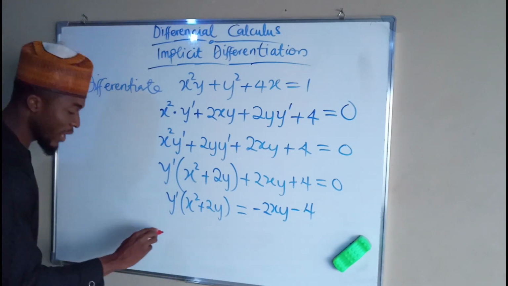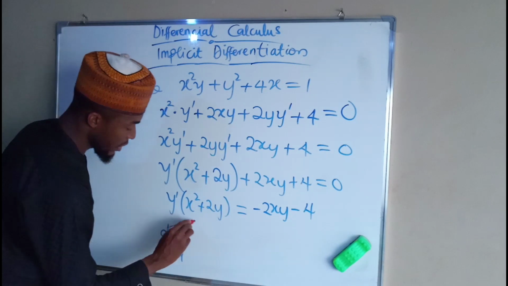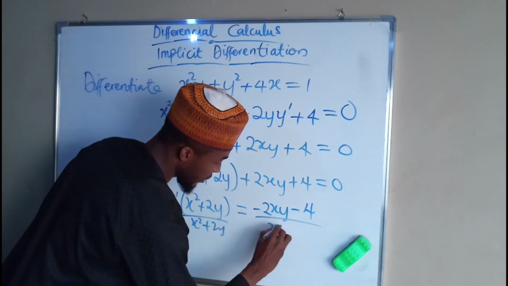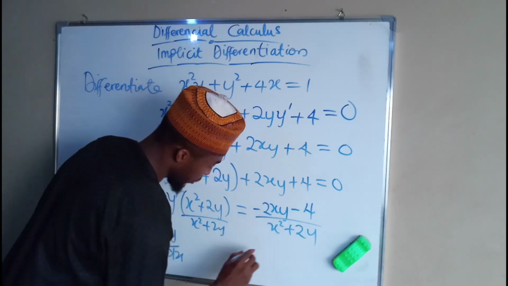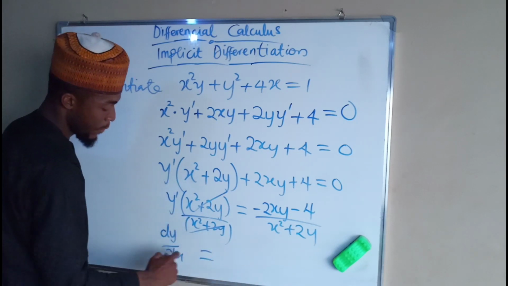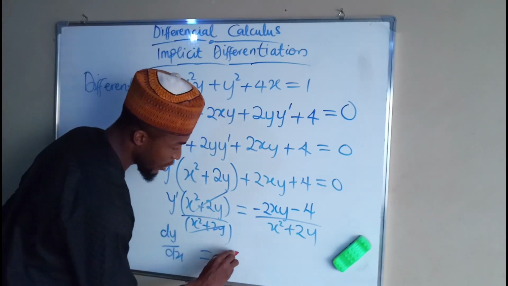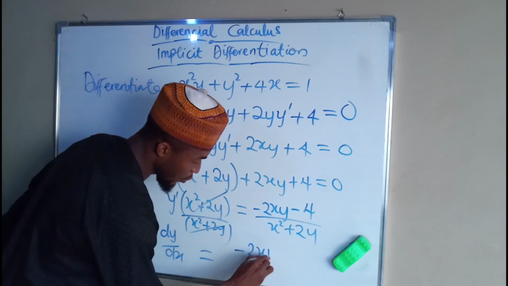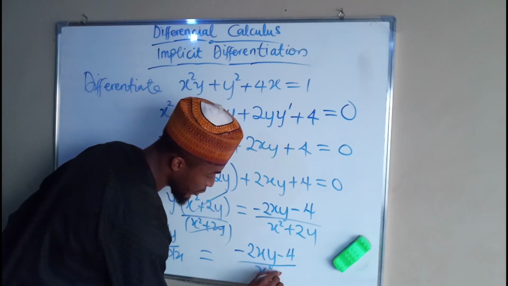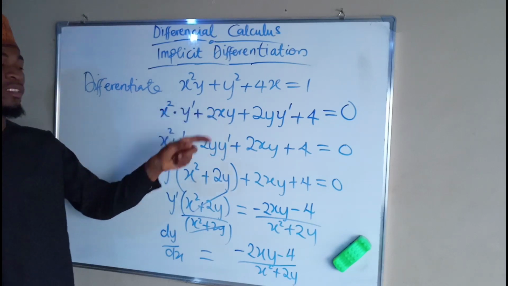Now to find y prime, which is dy over dx, you divide both sides by x squared plus 2y. This will cancel, leaving only dy over dx, which is the same thing as y prime, equals minus 2xy minus 4 divided by x squared plus 2y. This is the derivative of this implicit function.